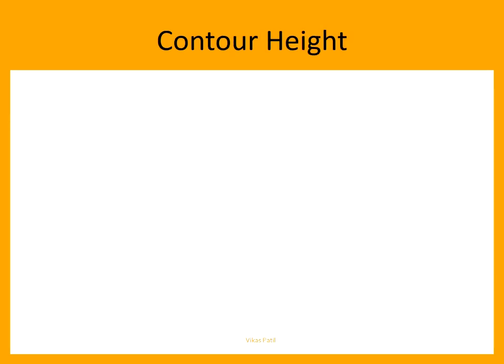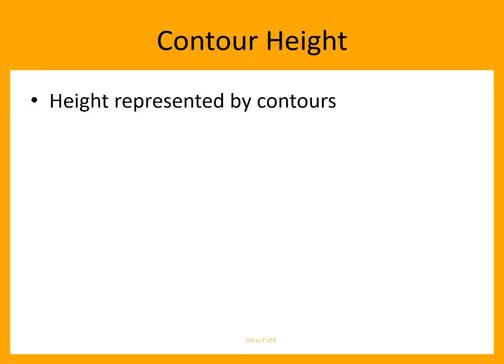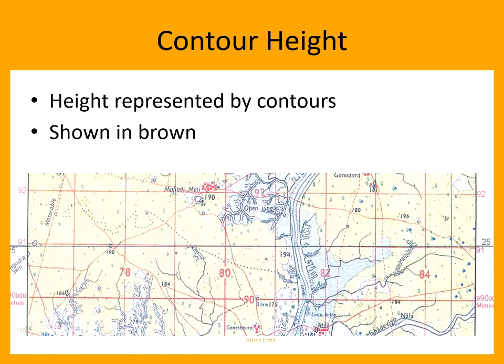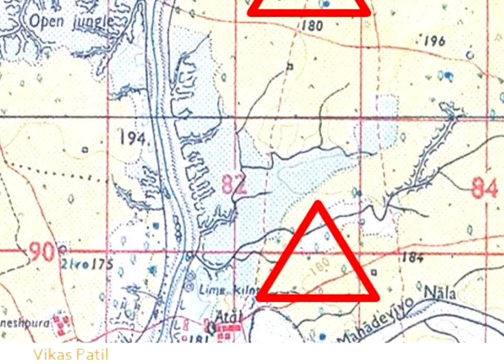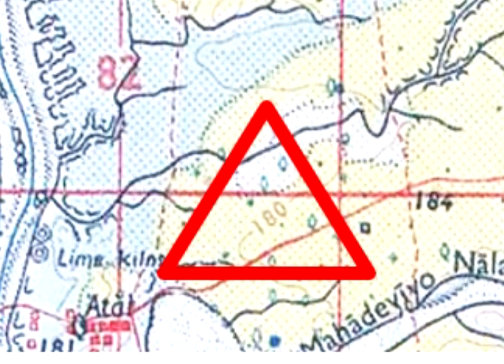Then we have contour heights. Contour heights are nothing but heights represented by the contour lines. We will learn about contours in the subsequent videos. Now they are shown in brown color. Let's look at a couple of examples here. You can see here 180 written in brown. Again 180 written in brown. Now this is contour height of the place, or you can say the height of the place represented by contour is 180 meters from the mean sea level.